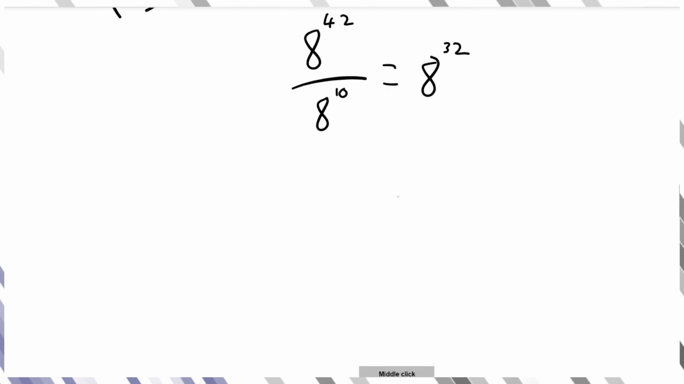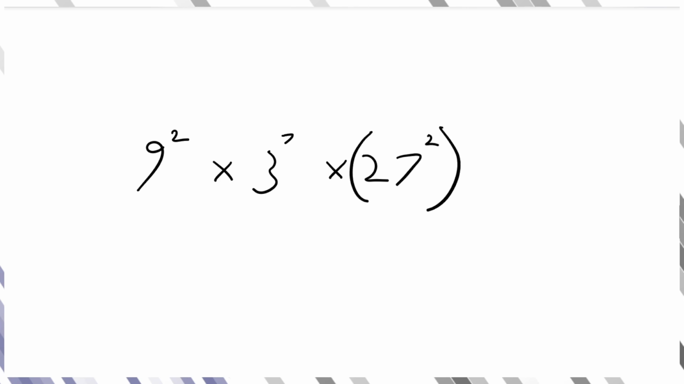Now a slightly different question, but it doesn't use any other laws of indices. Let's say we've got something like 9 squared multiplied by 3 to the power of 7 times 27 squared cubed. Now we've got 3 different base numbers here. So what we need to do is consider all of these as powers of 3.